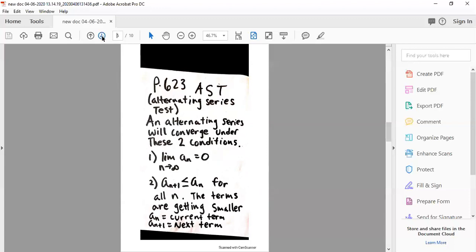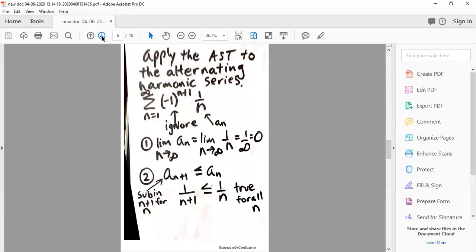Those two conditions are met, and the alternating series will converge. All right, so let's apply this AST to the alternating harmonic series. Once again, they insert a sign switching term and you have 1 over n. Now, when I say ignore this, I mean for the purposes of the AST, first condition, the a_n is simply whatever they give here, not the sign switching part.